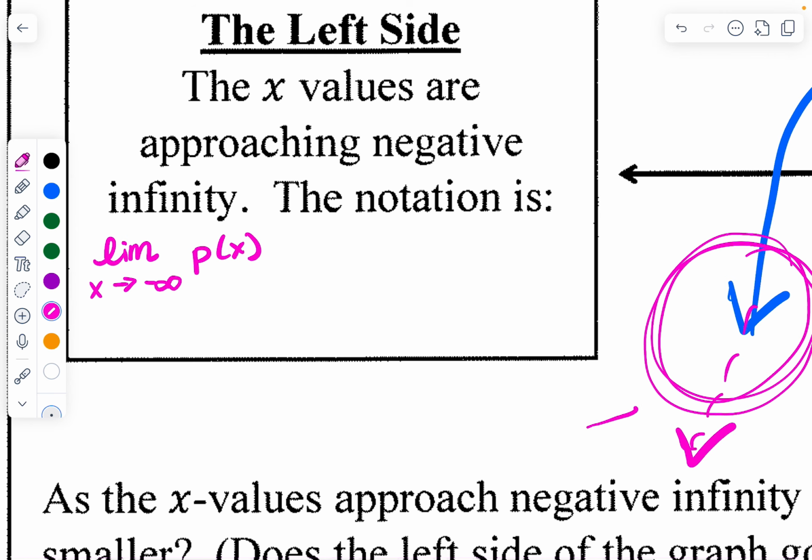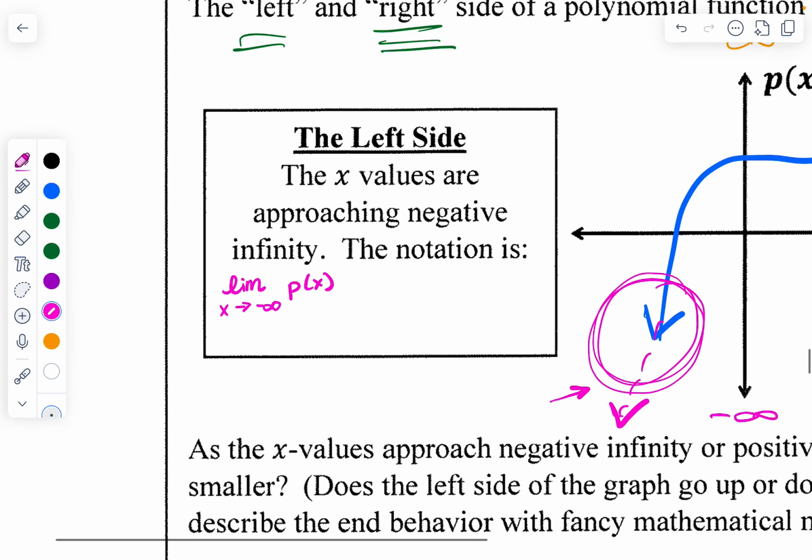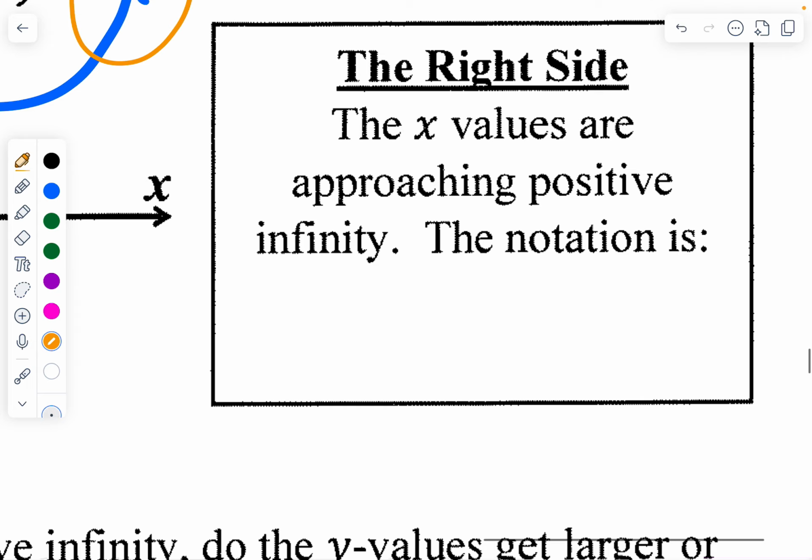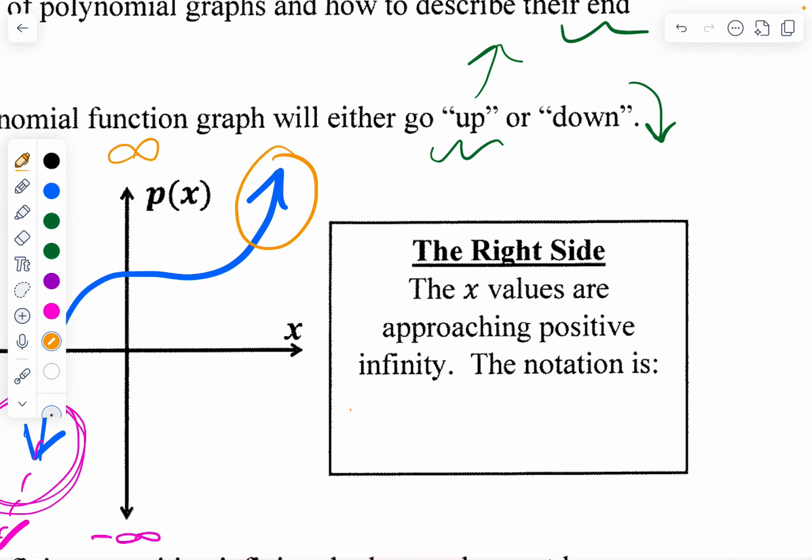And here, if it's on the left side, we would describe where that is, or what value it's going to. Then on the right side, we say the limit as x approaches positive infinity, right? Because as we're looking at the right side of the function, x is increasing. We can see the function will be up here.